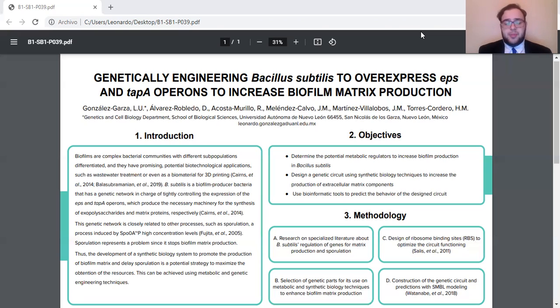So in general steps, the methodology that we will follow in this study is, first of all, conducting research about specialized literature about Bacillus subtilis regulation of genes for matrix production and sporulation. Next, we will have the selection of the genetic parts for their use in metabolic and synthetic biology techniques to enhance biofilm matrix production. Next, as we design our genetic circuit, we would also need to design the ribosome binding site, which, if properly designed, would give us an increased, optimized functioning of the circuit. And next, we will have the construction of the genetic circuit itself for completion and prediction of its behavior through modeling.